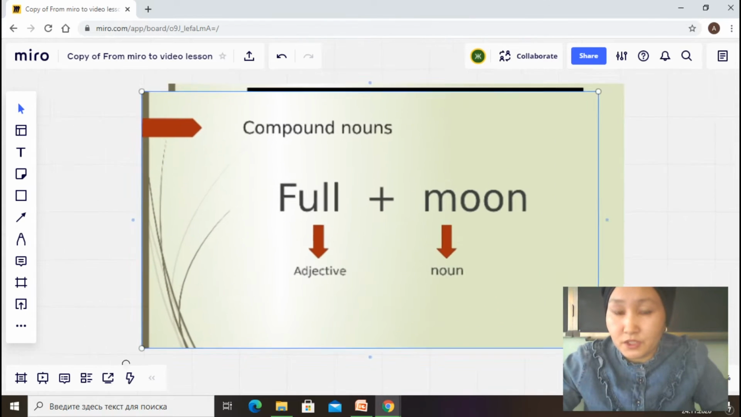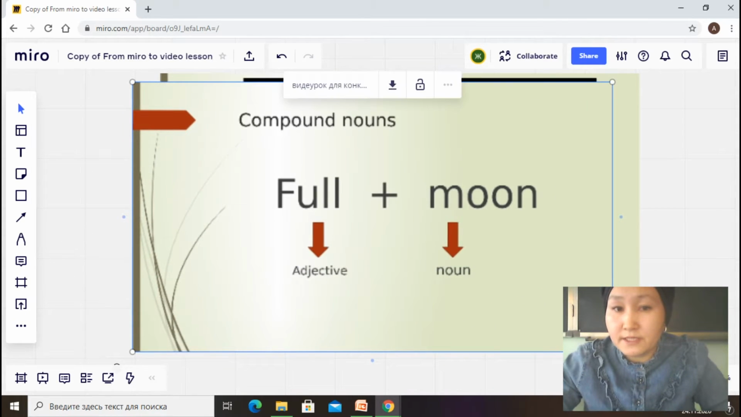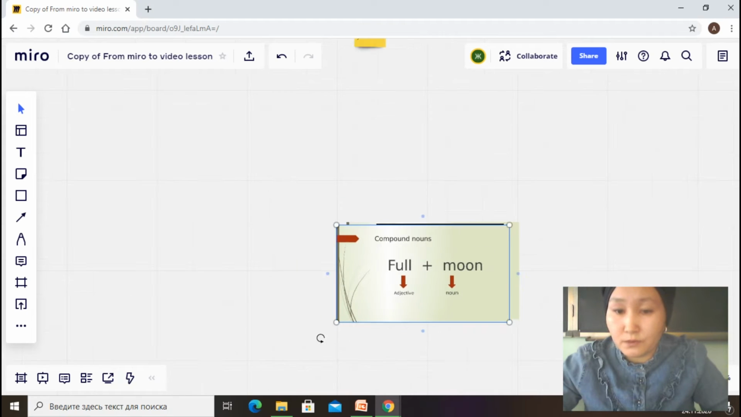parts of speech. For example, let's have a look at the word full moon. The word full is obviously related and expresses the description of the moon, so that gives the full meaning of full moon, as full is an adjective and moon is a noun.